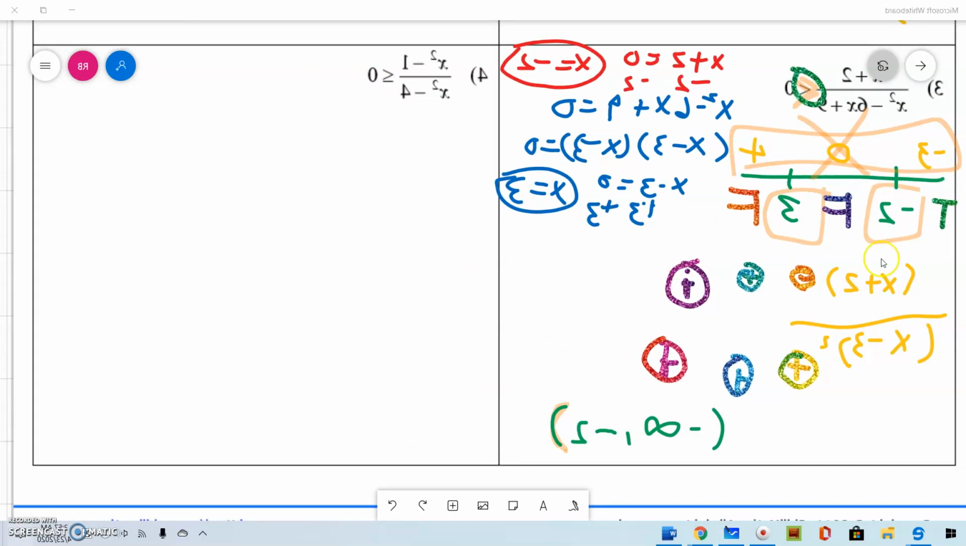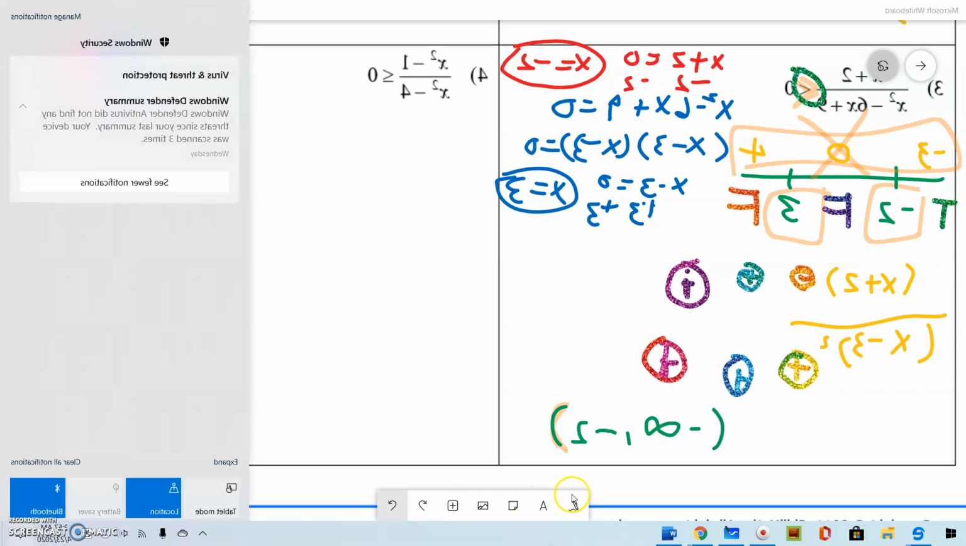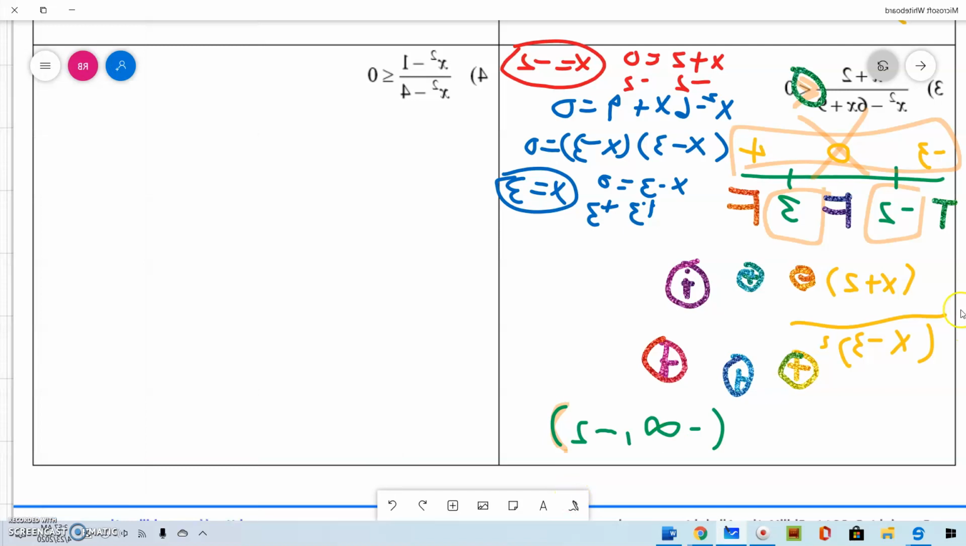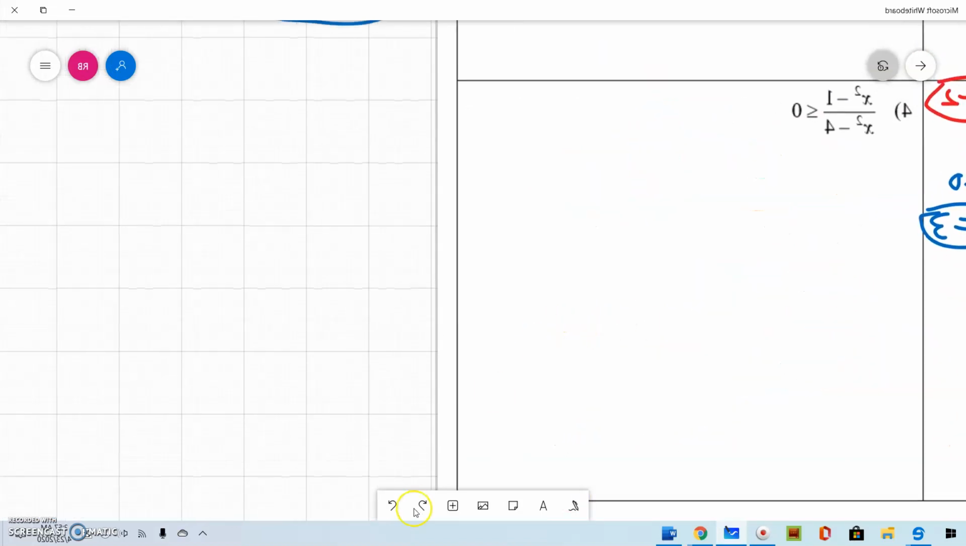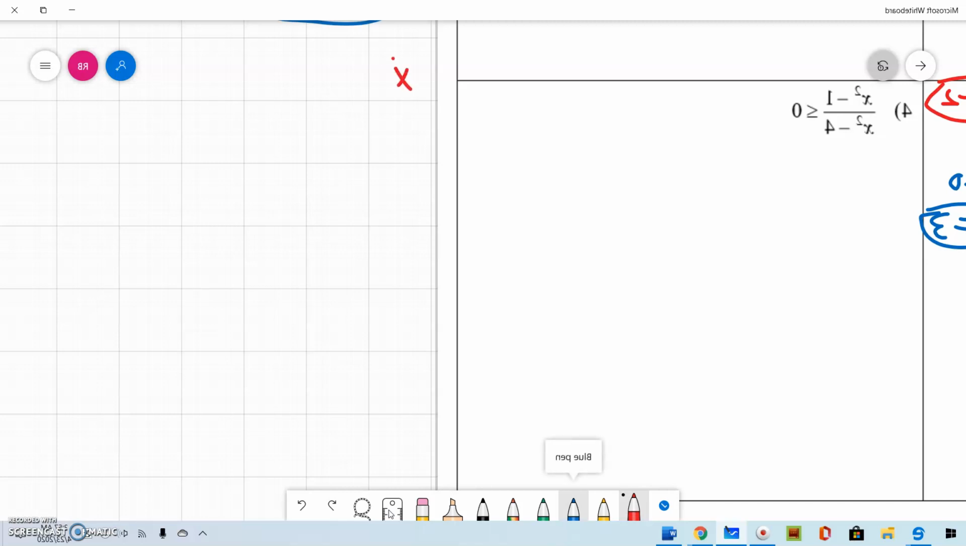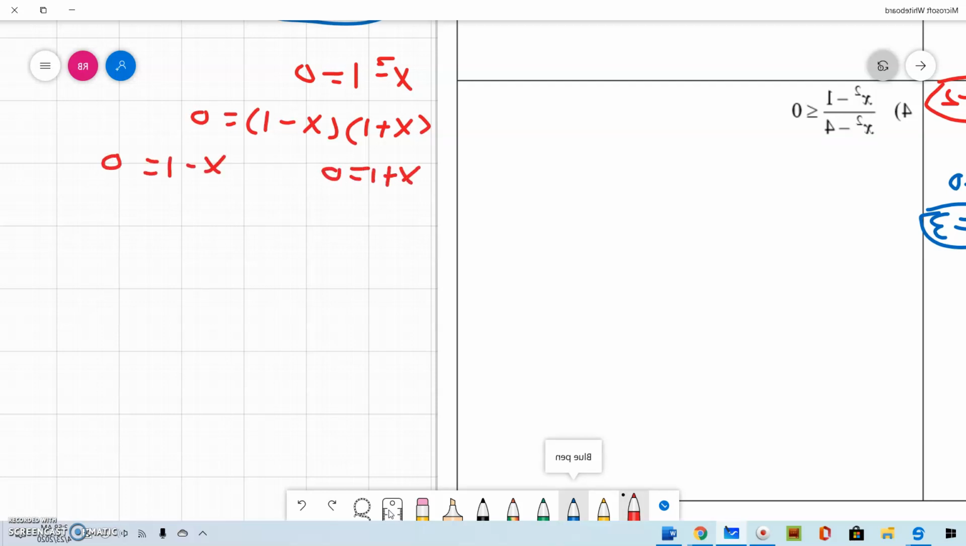All right, last one of the day. Number 4. Start with x squared minus 1 is equal to 0. And this one is factorable, right? x plus 1, x minus 1 equals 0. So then x plus 1 is equal to 0. x minus 1 is equal to 0. So x has to be -1. And x has to be 1.